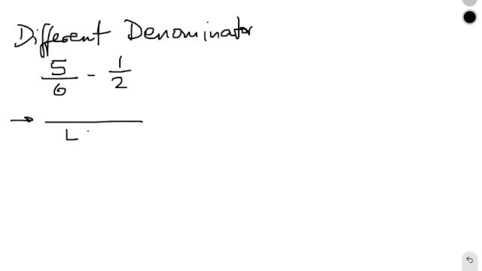So now we have to use what's called a lowest common multiple. Okay, and what we do is when we find the lowest common multiple, we want to put it in this position right here. So let's find the lowest common multiple of 6 and 2.